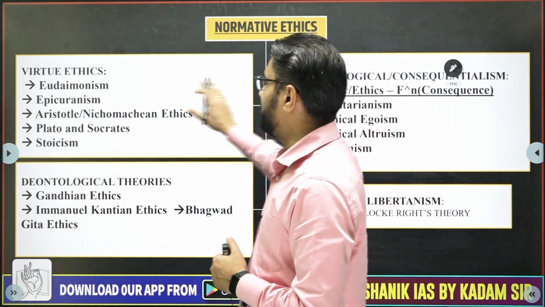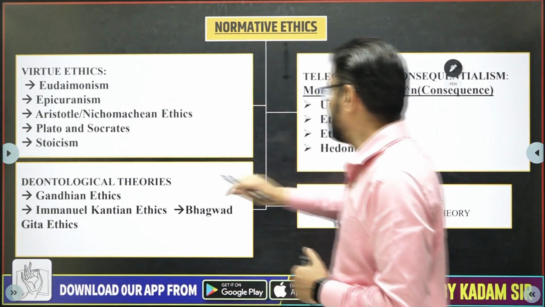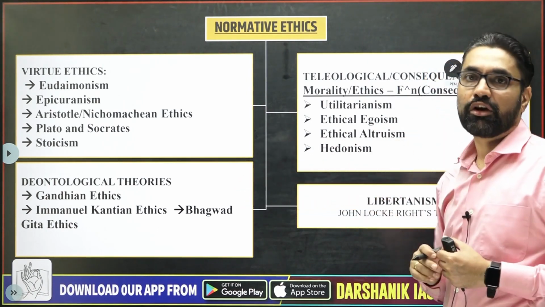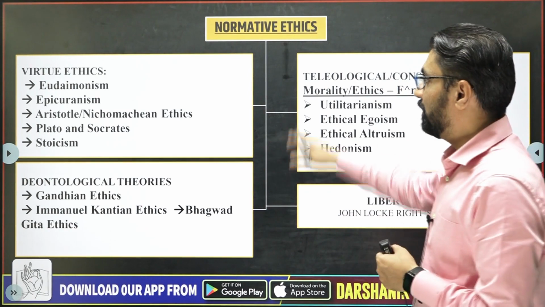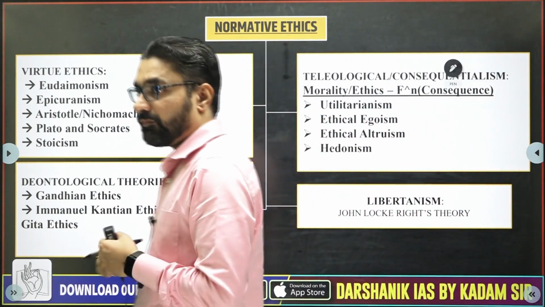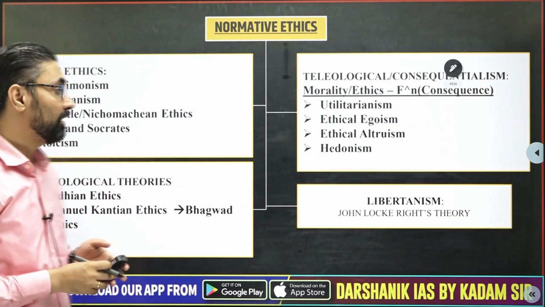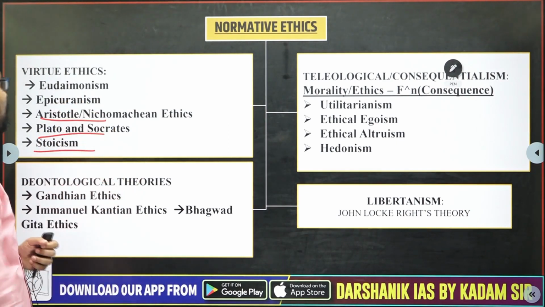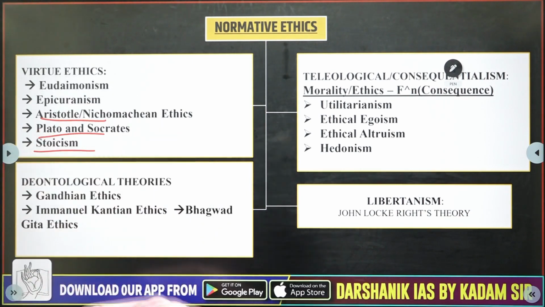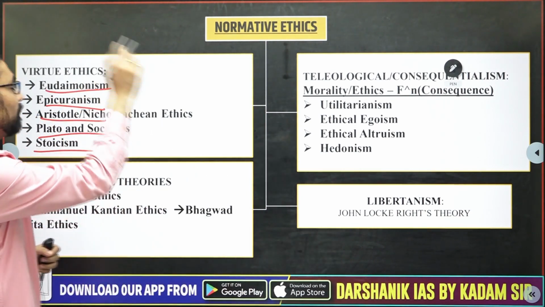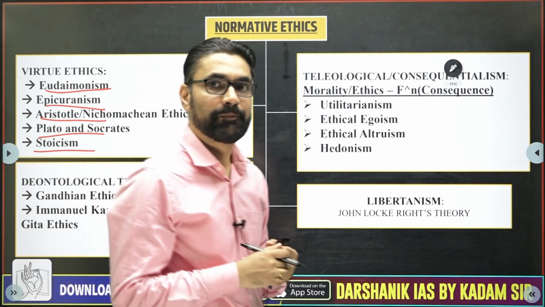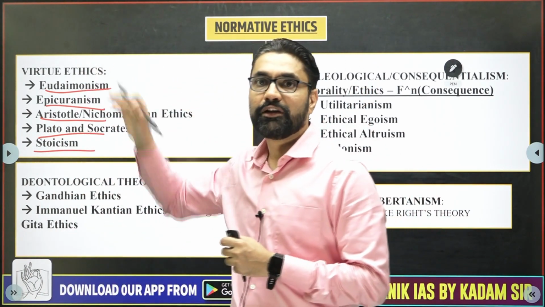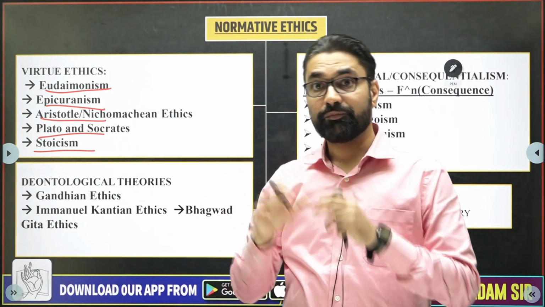So under normative ethics, guys, there are four branches: virtue ethics, teleological ethics, deontological ethics, and John Locke's rights ethics. So here, guys, under virtue ethics, we will be discussing different philosophers like Aristotle, Plato, Socrates, Stoic, Epicurean, and then eudaimonia, that is Aristotle's theory. So under virtue ethics, we will be discussing these different philosophers. So I hope you are understanding.